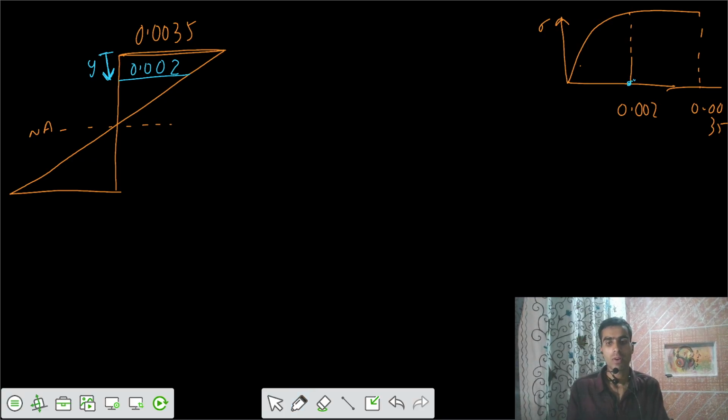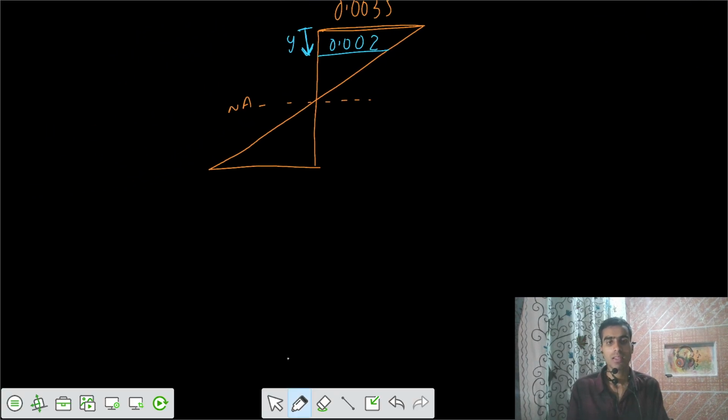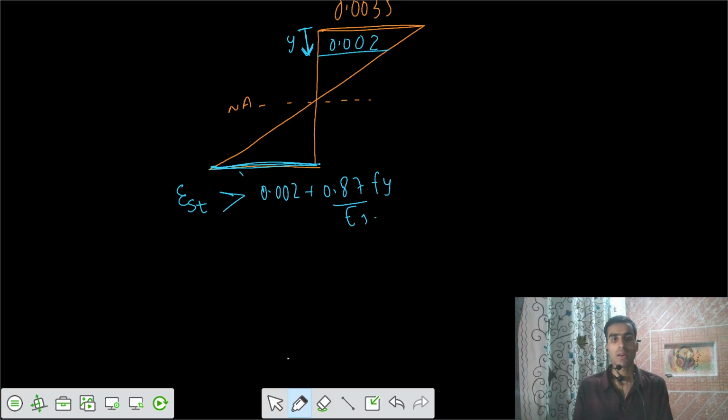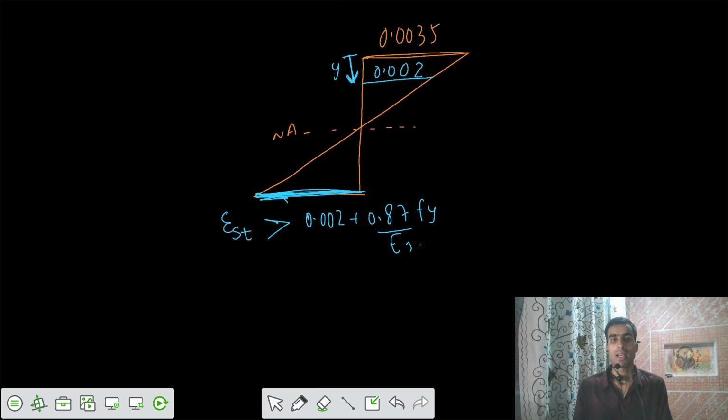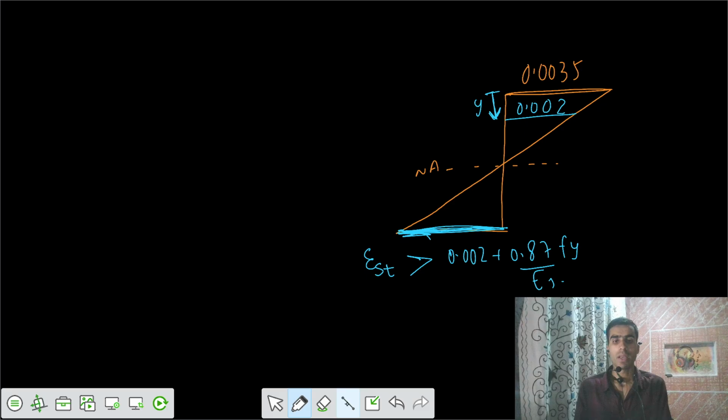From assumption number 6, the strain in the steel at the bottom side, let's write it as strain in the steel, should not be lesser than, that means it should be more than 0.002 plus 0.87 Fy by Es. This is assumption 6, so this is at the level of steel. Say if you had that beam section, I would show it.